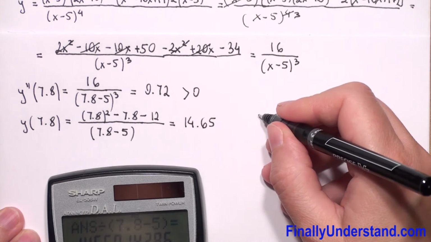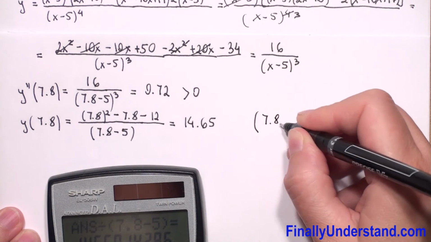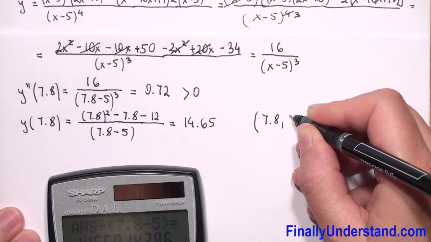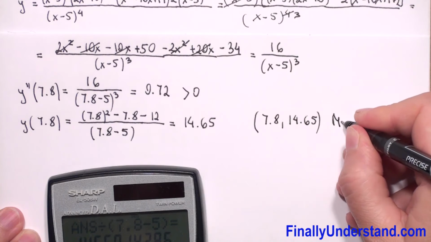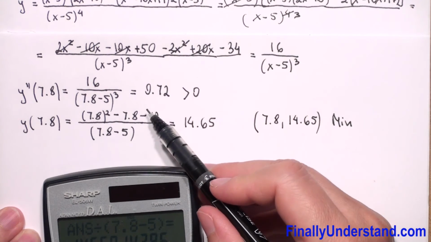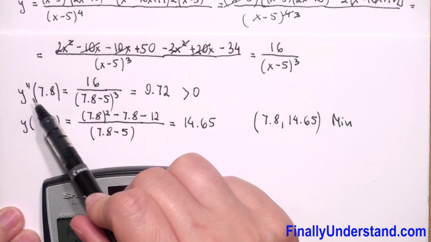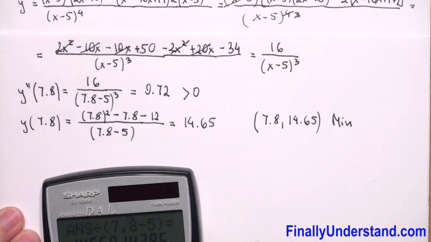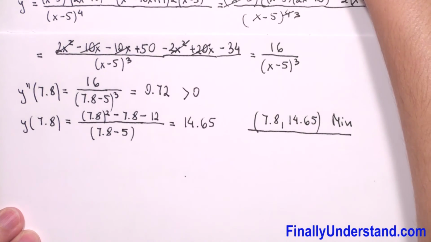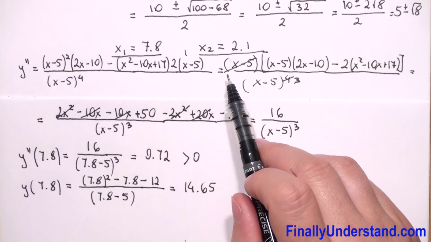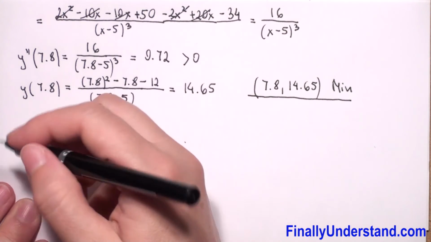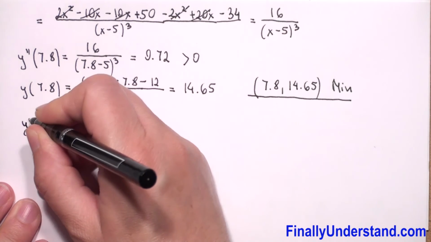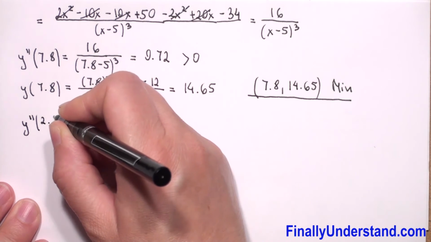So we have 7.8 and the second coordinate is 14.65. At this point we have a minimum, one more time. Why? Because the value of the second derivative for 7.8 is positive. So we have the point of our minimum. Now we have to check the second critical value, which is 2.1. We have to check if we have a maximum or minimum. So we calculate the value of the second derivative for 2.1.